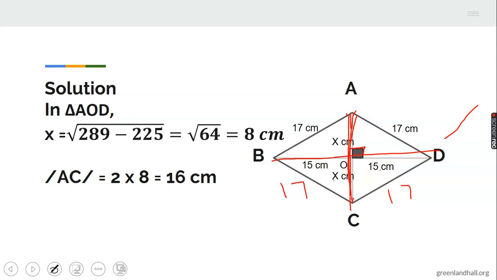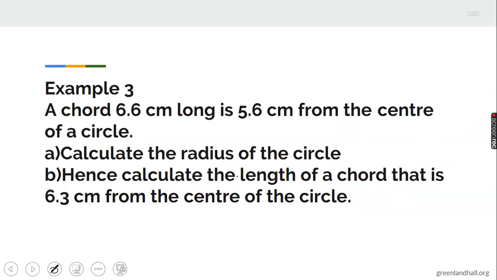So picking one of these triangles here, it's a right angle triangle, we can get x. So the hypotenuse square, which is 17 square, which is 289, minus the square of 15, that will be 225. The difference will be 64. And the square root of 64 is 8. So x is 8. And we're looking for AC. Therefore, AC will be 2 times 8, which is 16. So that's the length of the other diagonal.